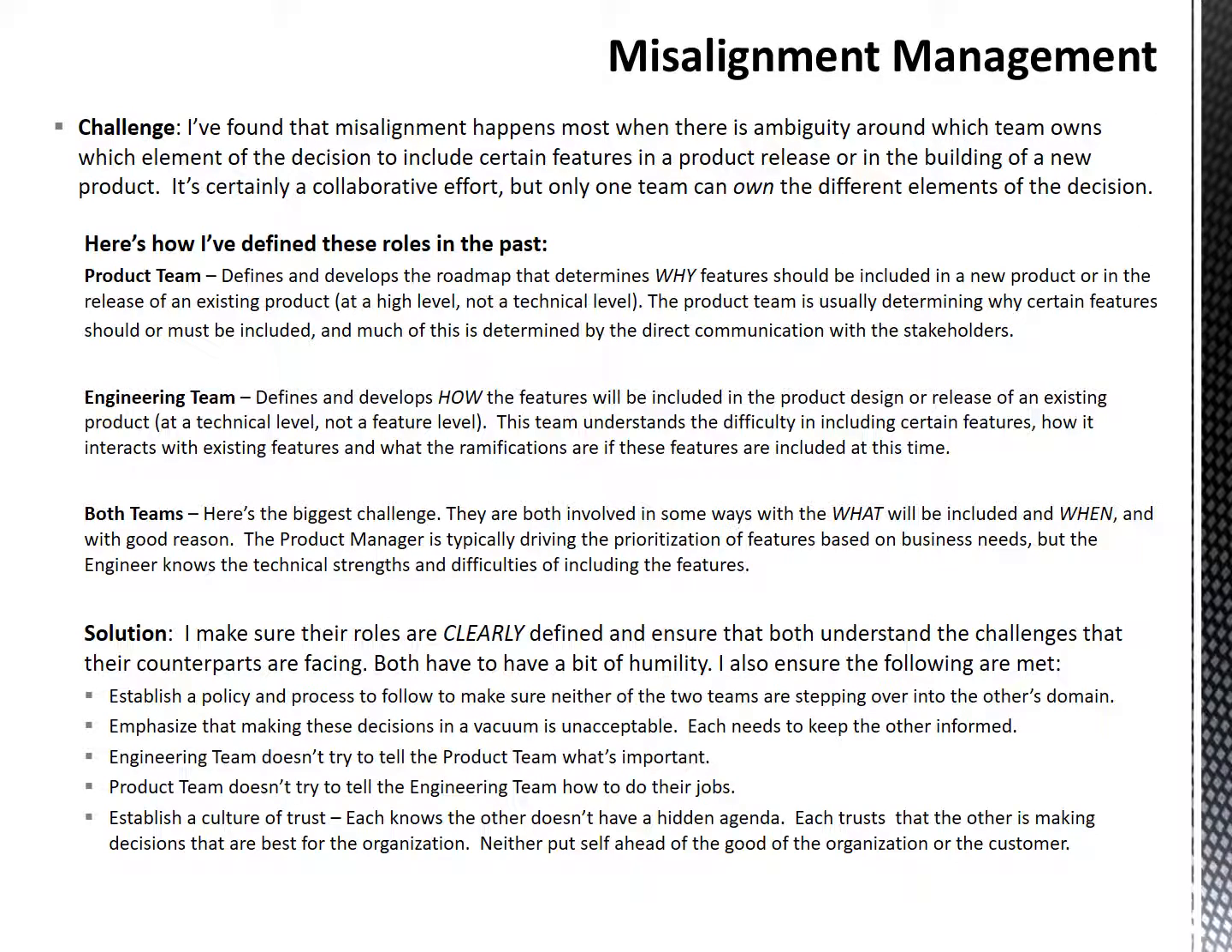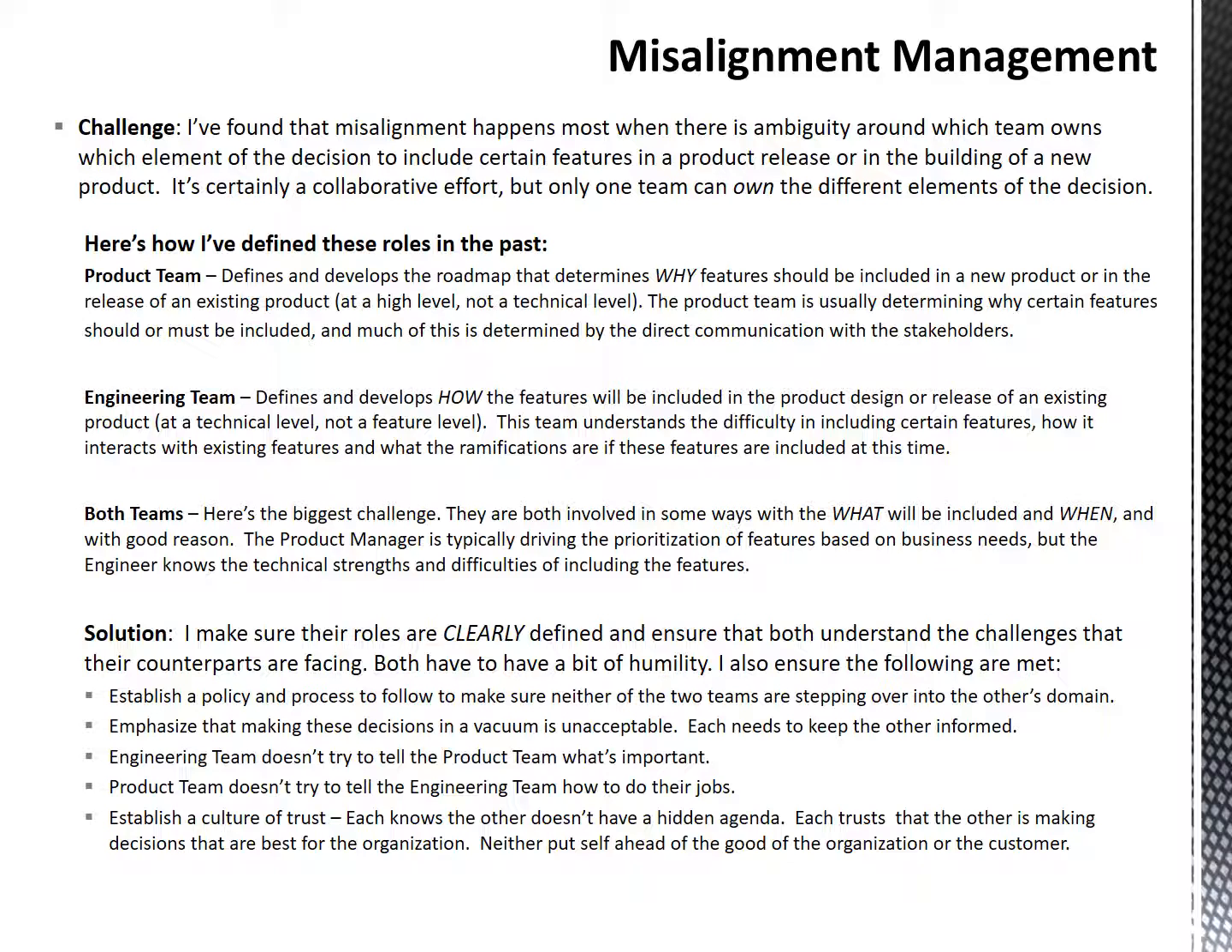All right, so misalignment management. In this particular case, the misalignment is between the product team and the engineering team, and we all know this is not uncommon. It happens a lot, but I found that most of the time it happens when there's ambiguity around which team owns which element of the decision to include certain features in a product or in the building of a new product. Even though it's a collaborative effort, one team, or ultimately one manager, needs to own the particular elements of that decision.